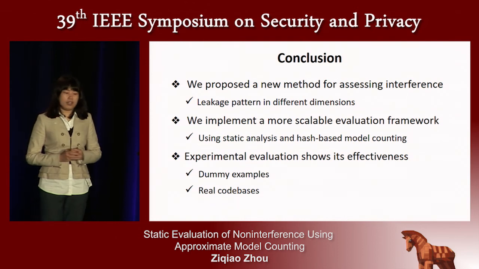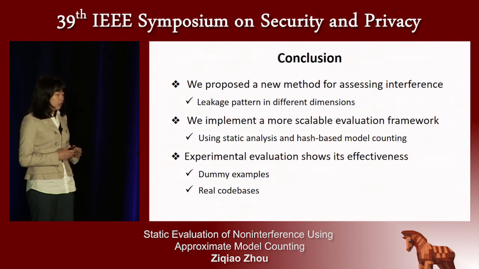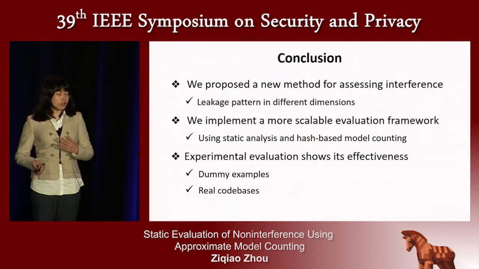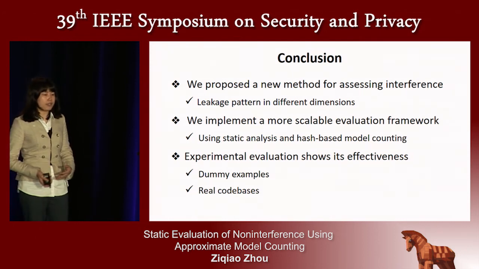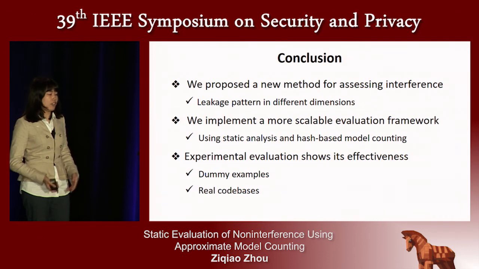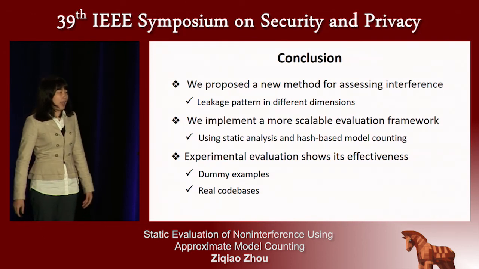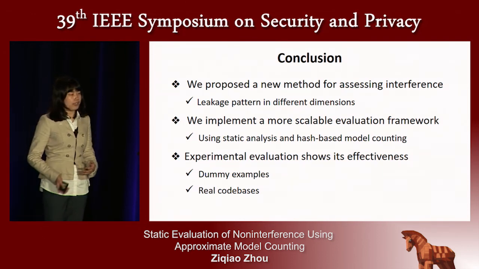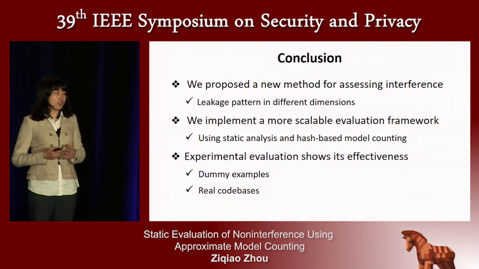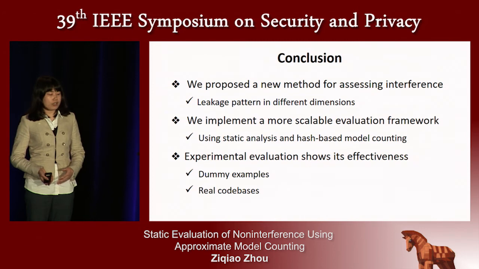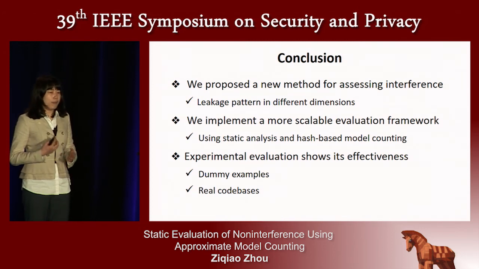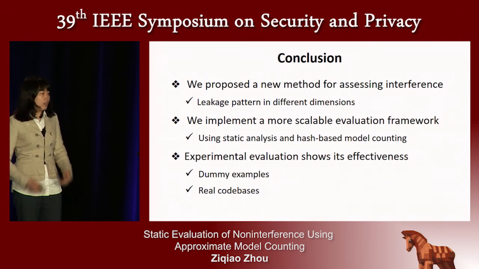As a conclusion, we propose a new framework to quantify the interference. And using this quantified interference, we could understand the information linkage in different dimensions. We implement this framework in a very scalable way using hash-based model counting. And finally, we use experimental results to show the effectiveness of our measurement using both dummy examples and real code bases.